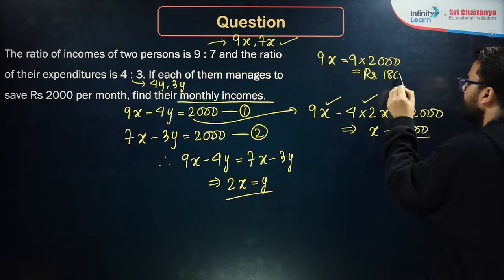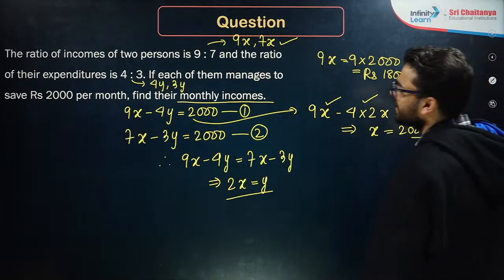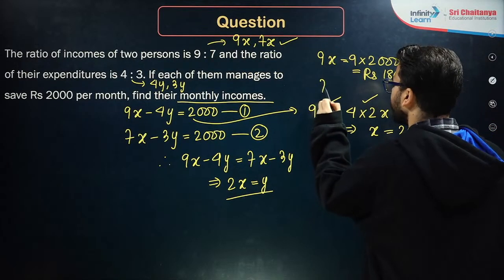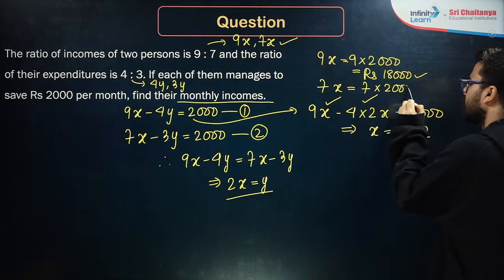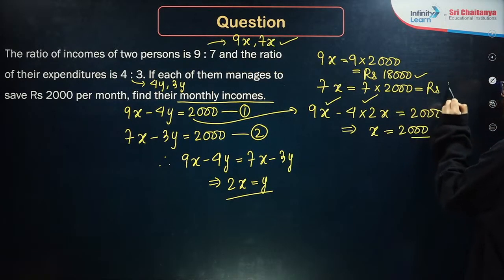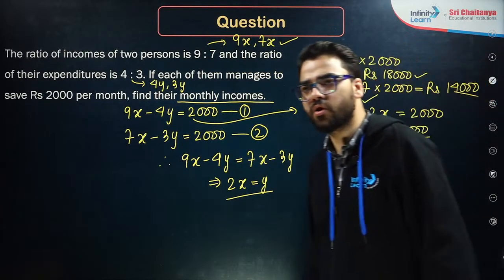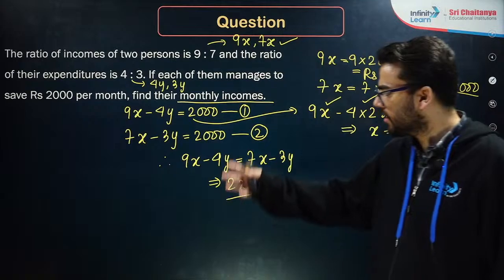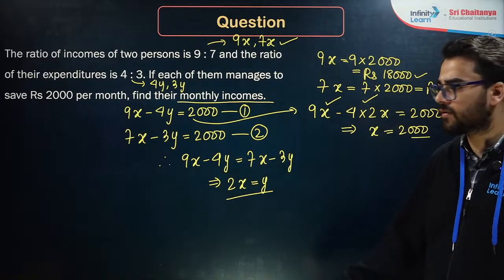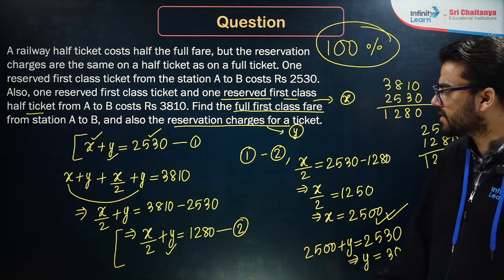9 2s are 18,000. And then the income of the second person is 7x, that is 7 into 2000, that is rupees 14,000. So it's not compulsory and it's not any hard and fast rule to use substitution and elimination every time. You can use any type of thing as well.